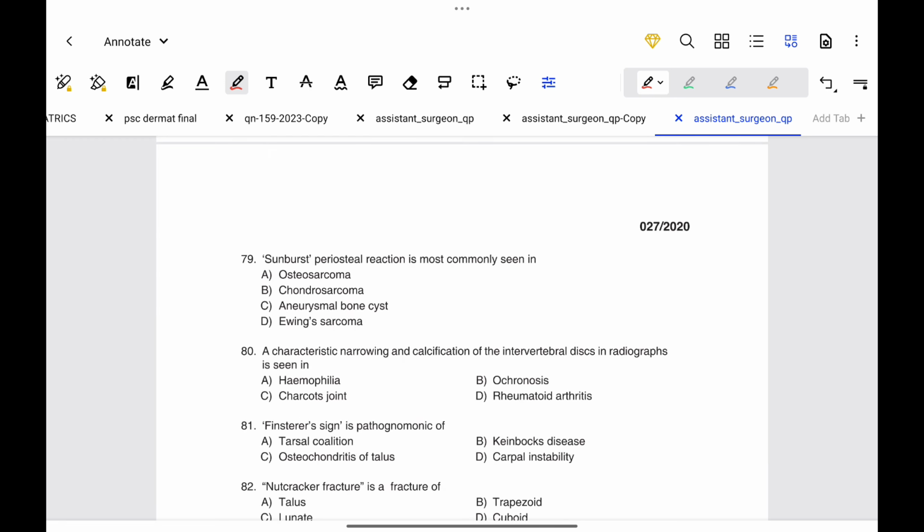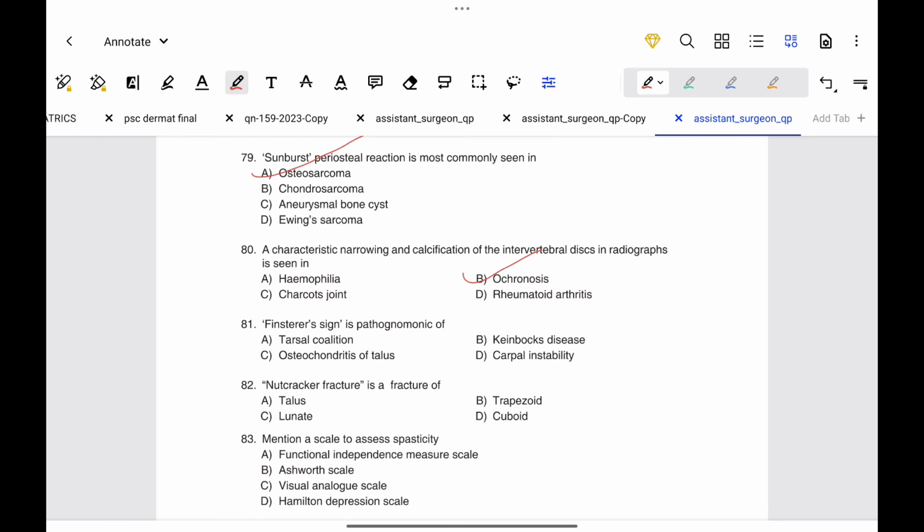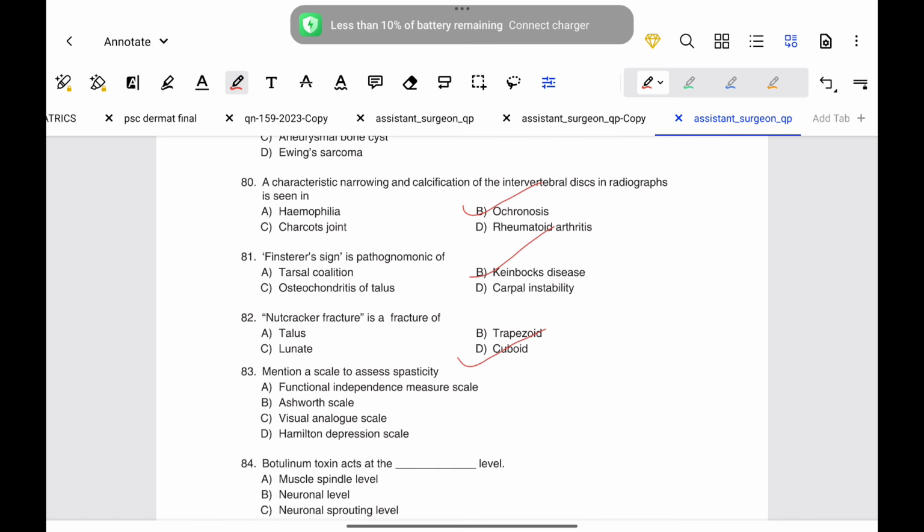Sunburst periosteal reaction is most commonly seen in osteosarcoma. A characteristic narrowing and calcification of the intervertebral disc in radiograph is seen in alkaptonuria. Finsterer sign is pathognomonic of Kienbock disease. Nutcracker is a fracture of cuboid. Name the scale to assess spasticity. It is Ashworth scale.